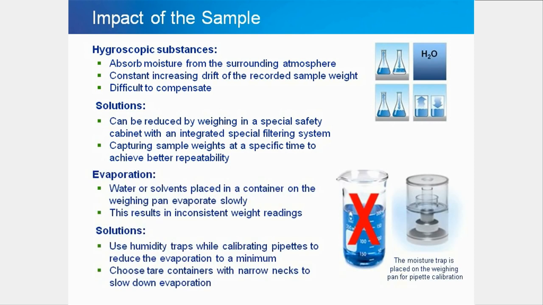Water or solvents placed in a container on the weighing pan will slowly evaporate, and a constant weight reading will not be reached. Some solutions for this include using a humidity trap if pipettes are being calibrated to contain the water in a high humidity environment, thus reducing evaporation to a minimum. Also, choose tare containers with narrow necks to slow down evaporation by restricting vapor loss.